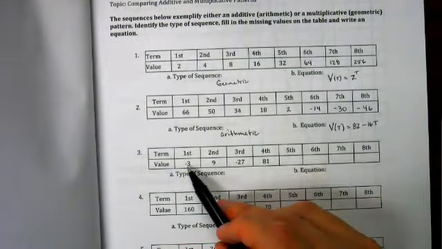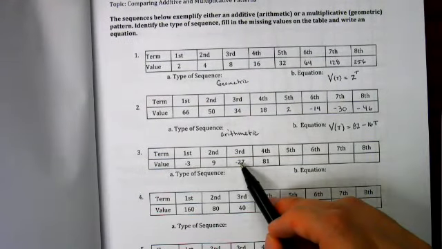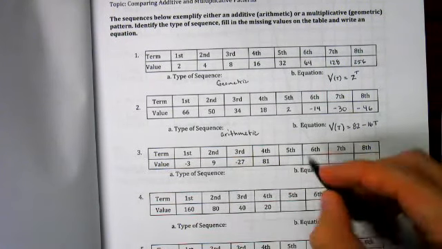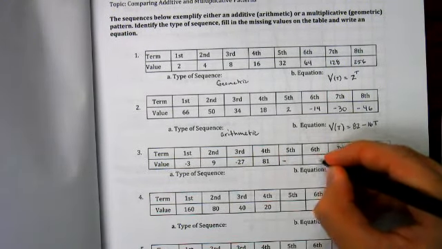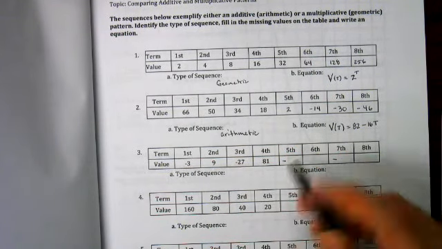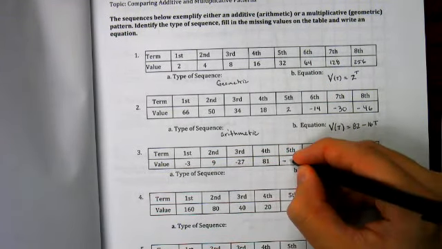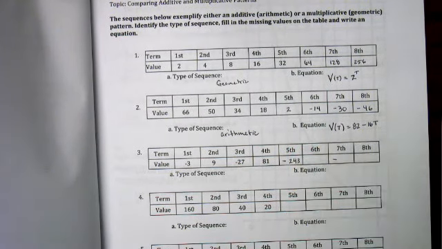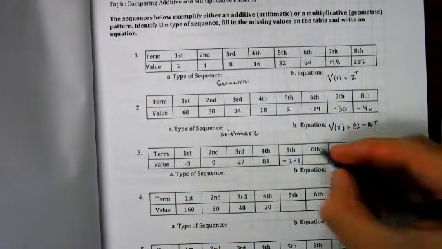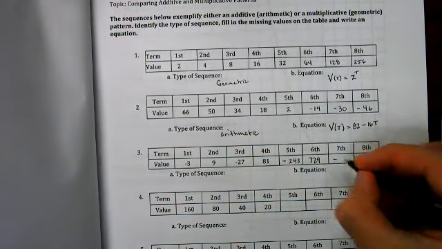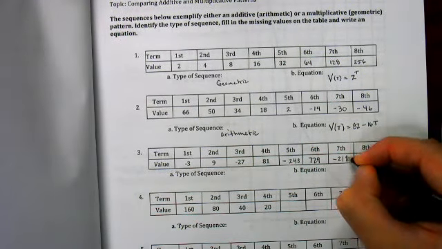Okay, question 3. We go from 3 to 9 to 27, 81, and we're alternating negative, positive, negative, positive. So that means this is going to be negative, this will be positive, this will be negative. And it is multiplying by 3 each time. So 81 times 3 is going to be 243. 243 times 3 is 729. 729 times 3 is 2,187.